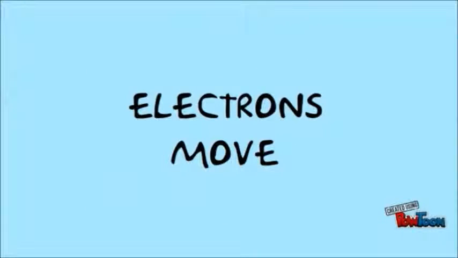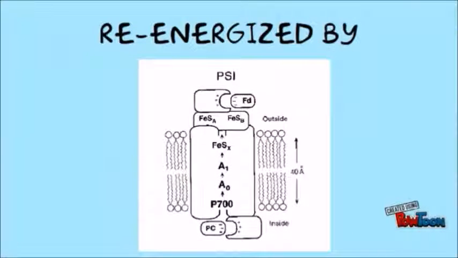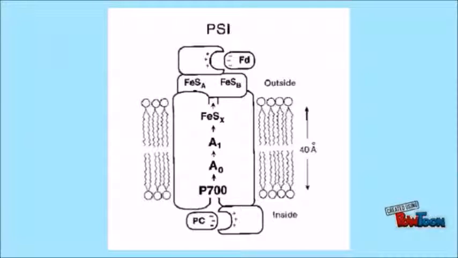The electron flow goes from PS2 to cytochrome B6F to PS1. As electrons move between these 2 photosystems, they lose energy. Because the electrons have lost energy prior to their arrival at PS1, they must be re-energized by PS1. Therefore, another photon is absorbed by the PS1 antenna. That energy is transmitted to the PS1 reaction center.